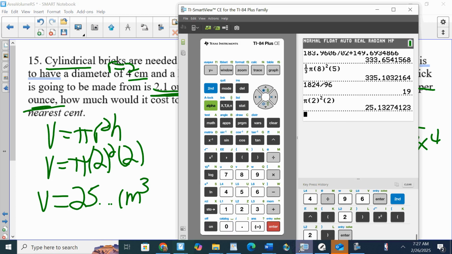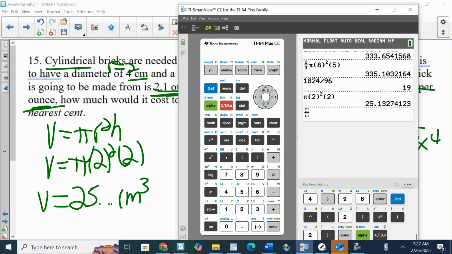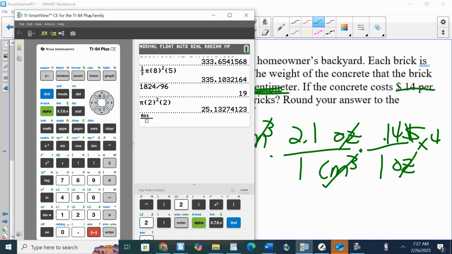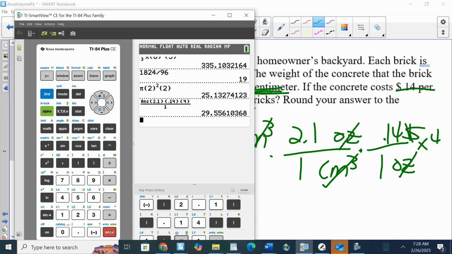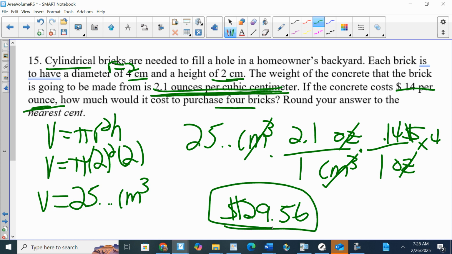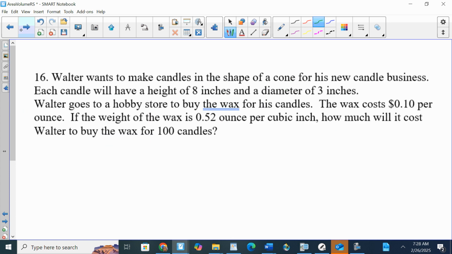I go to my calculator. Alpha x. Second answer, that copies and pastes my 25. 2.1. 0.14. 4. On bottom, I have 1. To the nearest cent, 29.56. Find the volume, do dimensional analysis. It's not so bad if you're prepared for it, and you must check your units first.